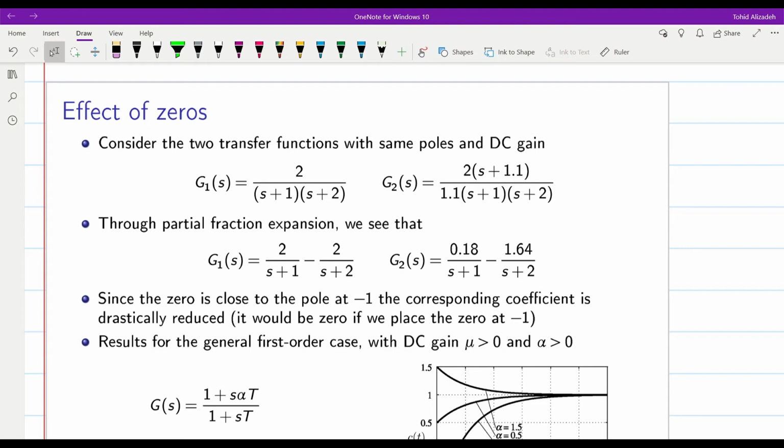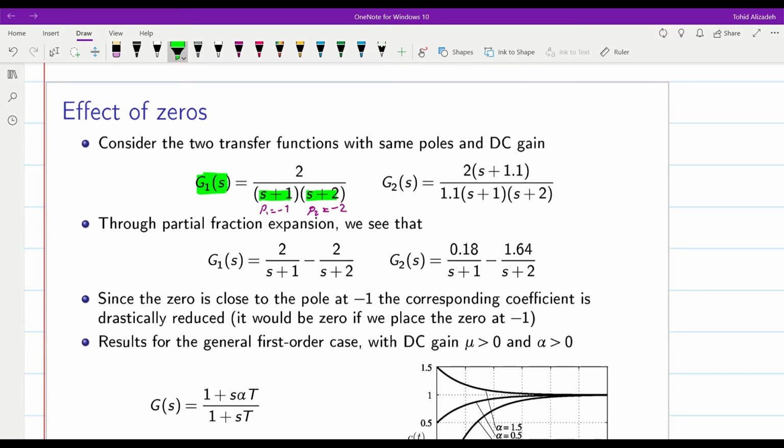Hello everyone, in this part of the lecture we are going to study the effect of zeros on the step response of the systems. To start, let's have a look at these two transfer functions. The first one is g1, which has two poles at -1 and -2. So there are two poles at -1 and -2, and there are no zeros.